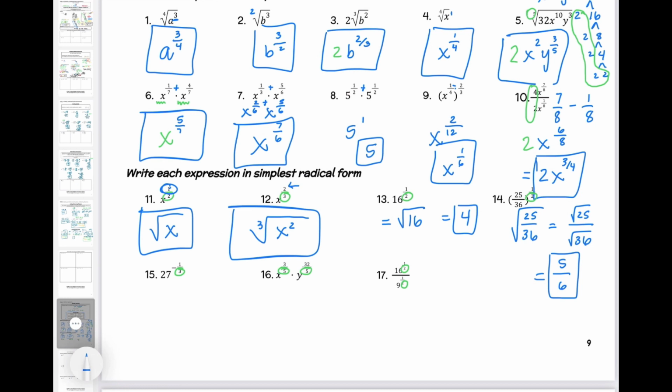All right, and for the next one, number 15, so now we have a negative exponent. So whenever we have a negative exponent, we're actually going to flip our base over, and we're going to make it positive 1/3. And now we can write this as 1 over the cube root of 27. And we know the cube root of 27 is 3, so we can make it 1/3.